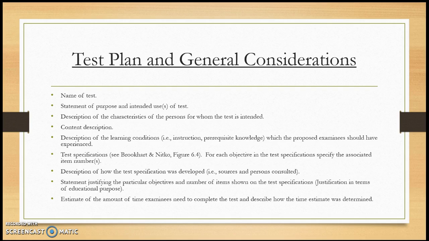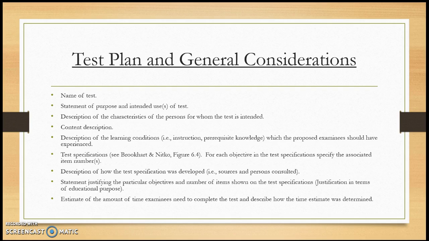For each objective in the test specification, specify the associated item numbers. You are probably going to have 1 or 2 or 3 or 4 or 5 test objectives, and maybe you have 20 questions. So one objective is going to be talked about more than once. So it might be question 1, 3, and 5 cover objective 1. Show me how they align. You can do that in a chart. You can do that written. I don't care. Just show me how they align.